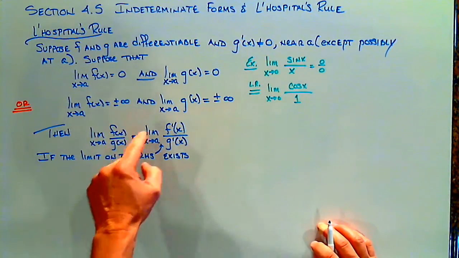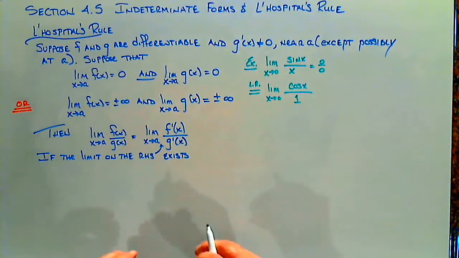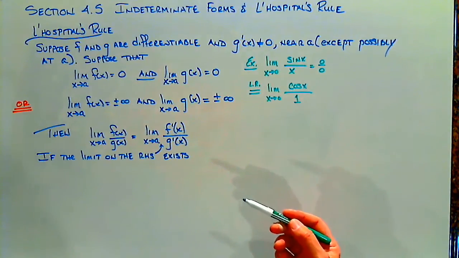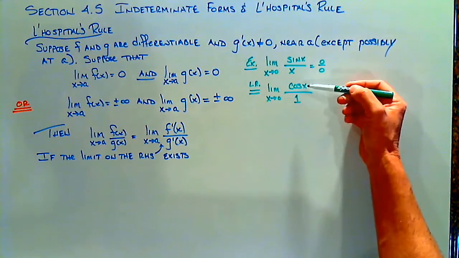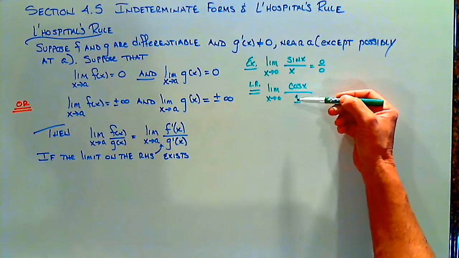I understand we have a quotient here, and I understand we have derivatives over here. But L'Hopital's rule does not say utilize the quotient rule. It says simply find the derivative of the numerator and find the derivative of the denominator. And if we do that, the derivative of sine is cosine. The derivative of x is 1.